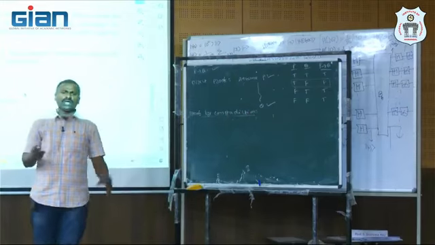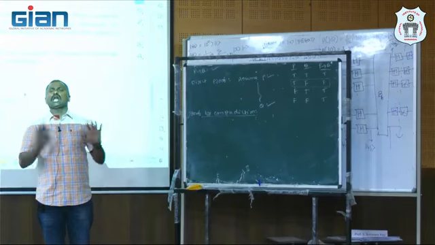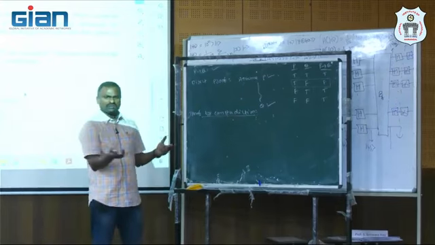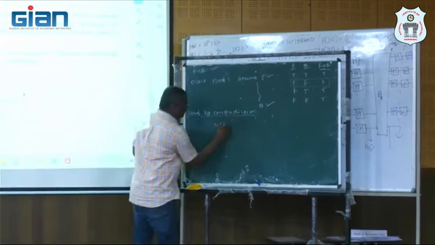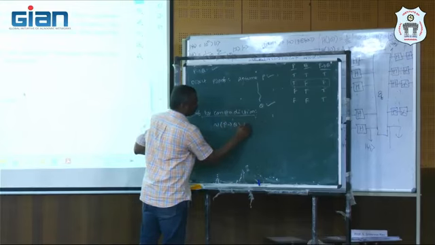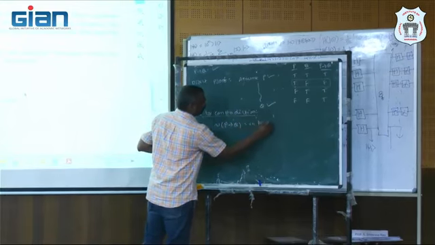What is proof by contradiction? We assume that the given implication is not true. The negation of what is given is true. We assume that the negation of P implies Q is true.